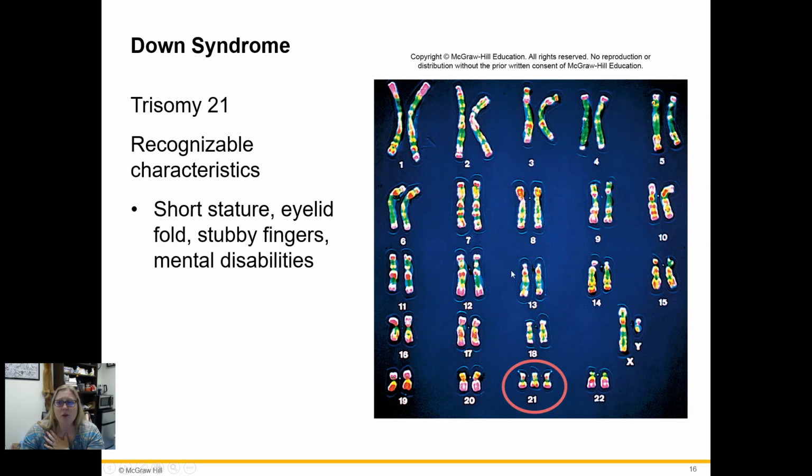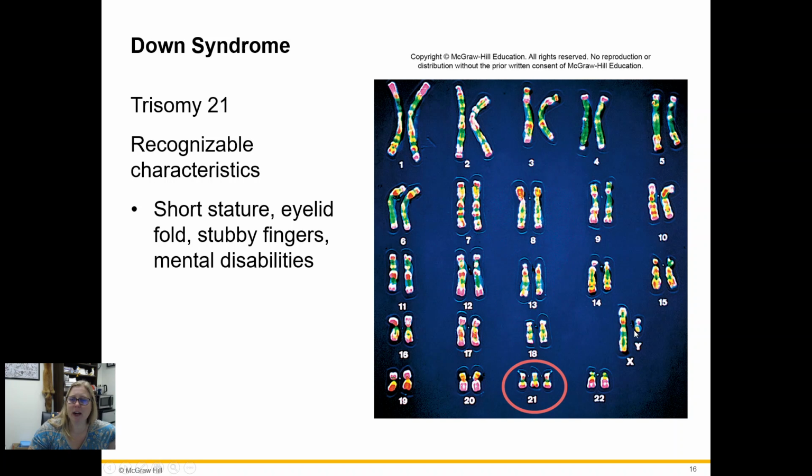I also said that you could potentially have an extra copy of 13 or 18. Both of those are really, really problematic, and that child is going to a lot of times need a feeding tube, a ventilator, life support. It's still not really conducive to life at that point.